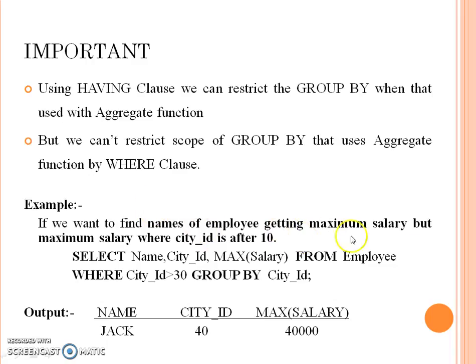The name of employees who are getting the maximum salary, but their city ID should be after the ID number. Here it should be 30, sorry. So select name and max salary from employee, and if I am simply restricting it in a way that city ID should be greater than 30, I am going to get the record of only that city ID person with the maximum salary whose city ID is greater than 30, and in our case it is 40.